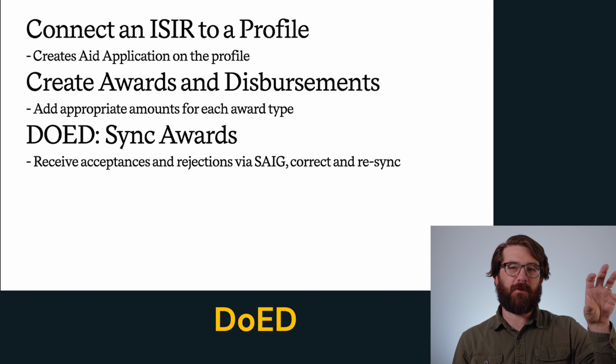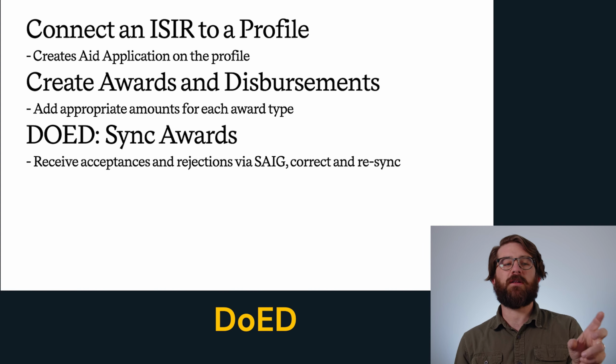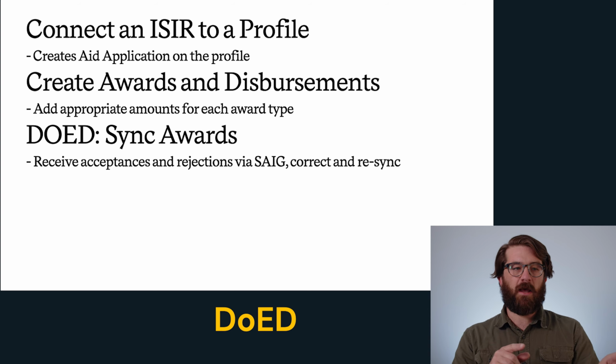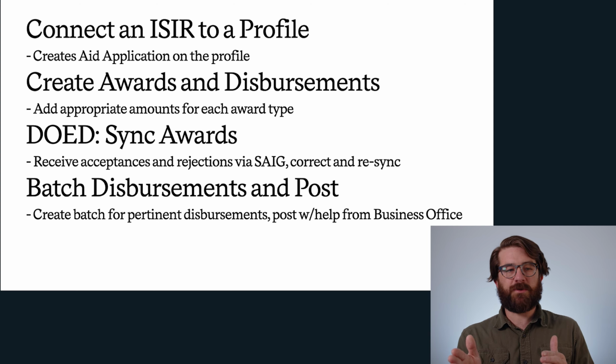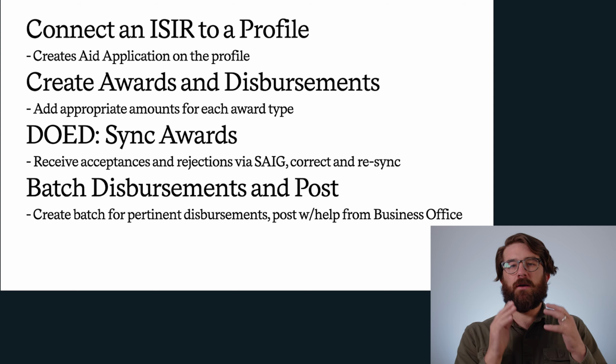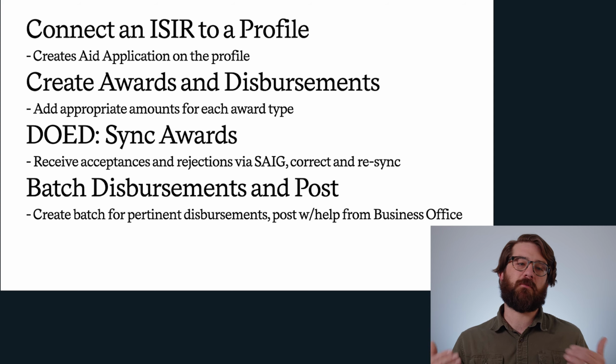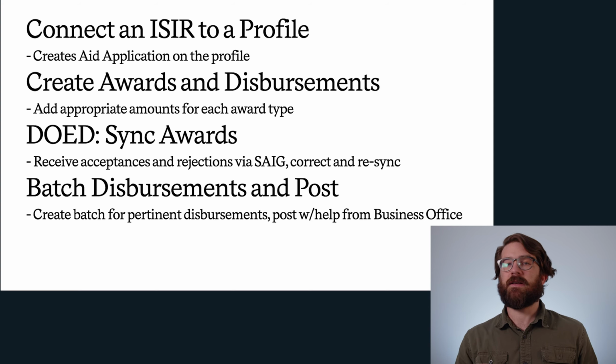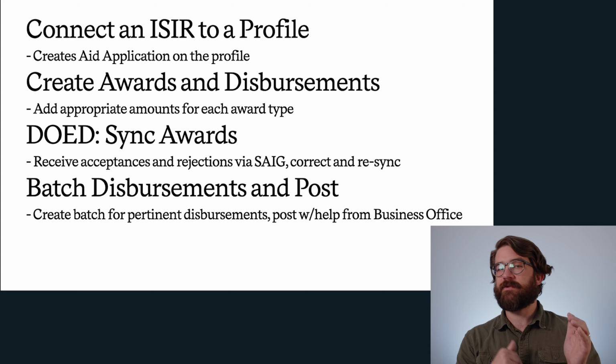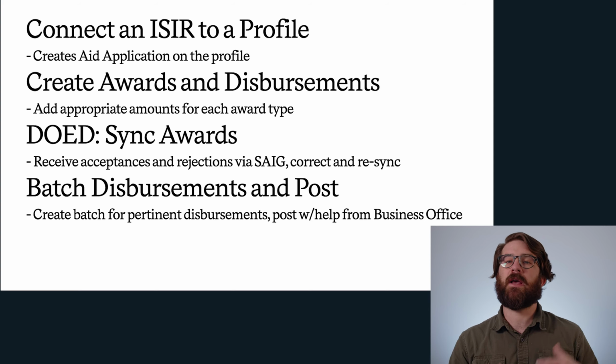Still in the Department of Education area, you'll get responses from them, from COD, about the awards and disbursements, whether they've been accepted or rejected. Then you'll fix any errors and resync and go through that process until you get everything accepted. After you've got everyone's awards and disbursements created and ready, you're waiting to disperse. When it comes time to disperse, someone with a financial aid role will create a batch. Then someone with a financial admin or student billing role will step in and take over the last few steps of the process to post aid.